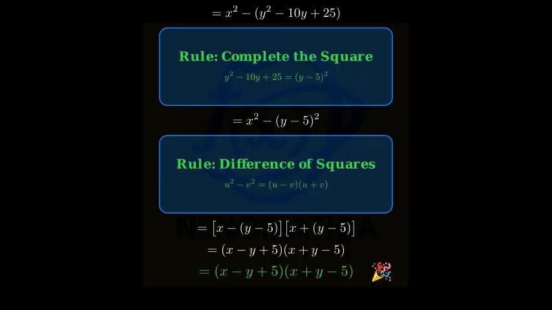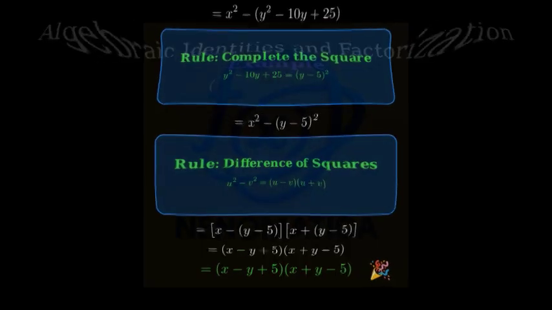We successfully factored two complex expressions: 4x squared plus 2x minus 9y squared minus 3y, which factors to (2x minus 3y) times (2x plus 3y plus 1), and x squared plus 10y minus y squared minus 25, which factors to (x minus y plus 5) times (x plus y minus 5).